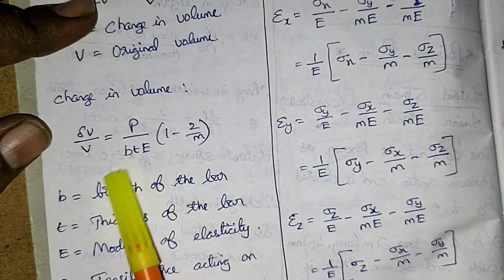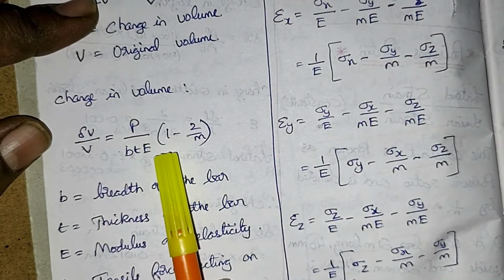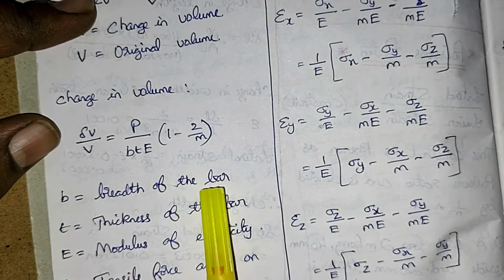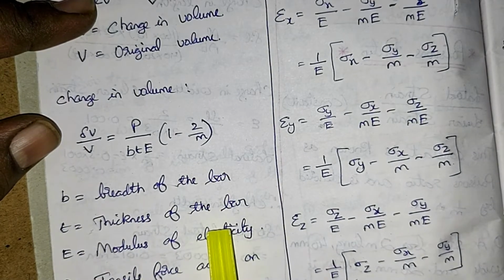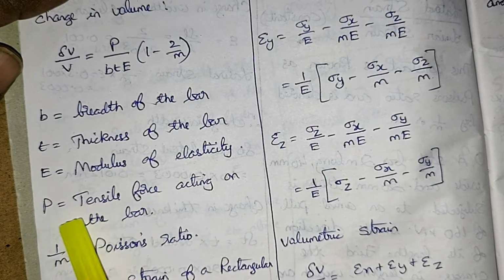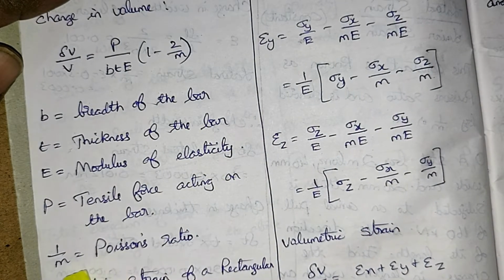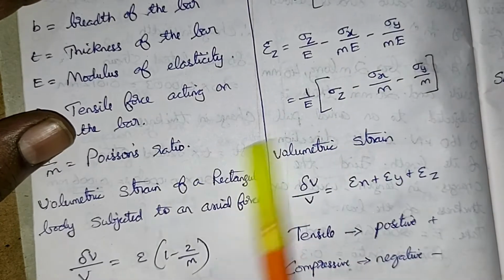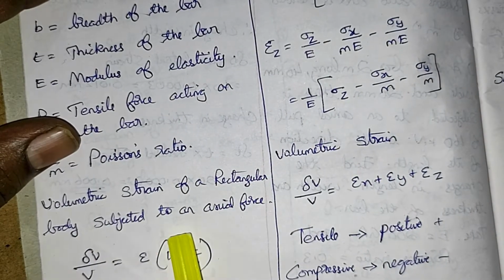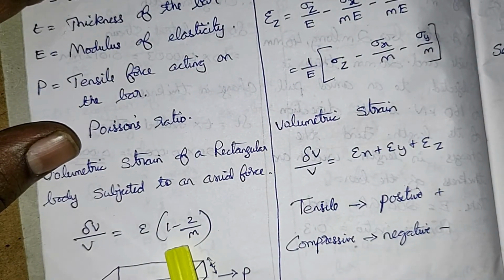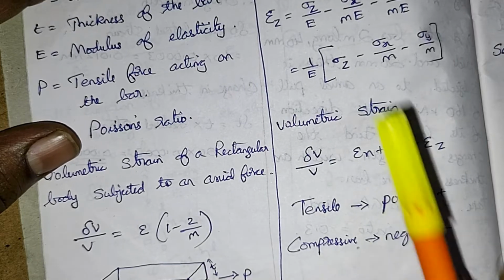Change in volume, delta V by V, is P by BTE into 1 minus 2 by M, where B is the breadth of the bar, T is the thickness of the bar, and E is the modulus of elasticity, P is the tensile force acting on the bar, 1 by M is Poisson's ratio. So the volumetric strain of a rectangular body subjected to an axial force is delta V by V is equal to epsilon into 1 minus 2 by M.